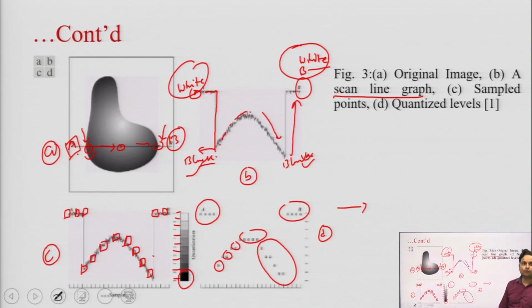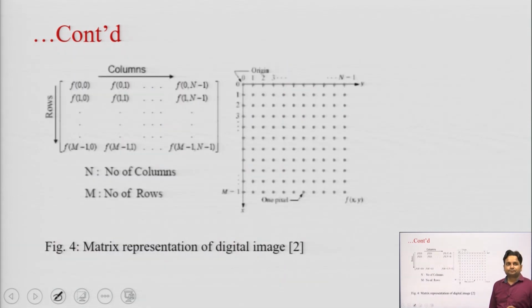So, if you are quantized amplitude wise, if you digitize amplitude wise, then you can say that is the quantization process. If you digitize x axis wise, coordinate wise, then you can say that is the sampling process. Okay. So, that is the sampling and quantization process which I have talked about here. Now, let us see another slide related to the digital image.